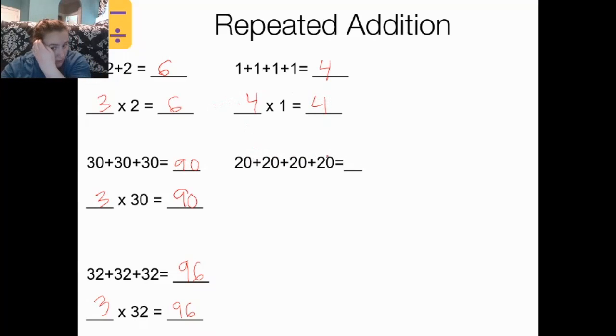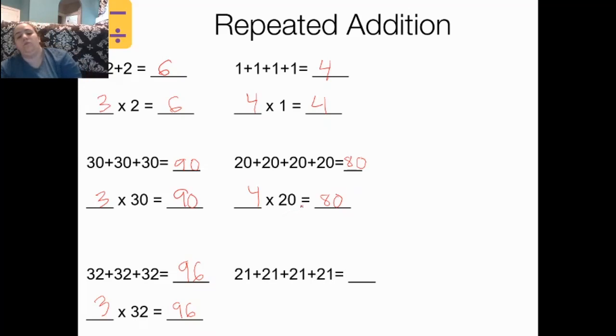20 plus 20 plus 20 plus 20. That should give us 0 plus 0 plus 0 plus 0 equals 0. 2 plus 2 plus 2 plus 2 equals 8. So 1, 2, 3, 4 times 20 equals 80.